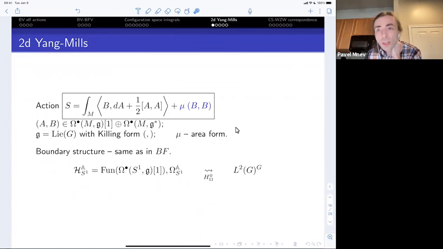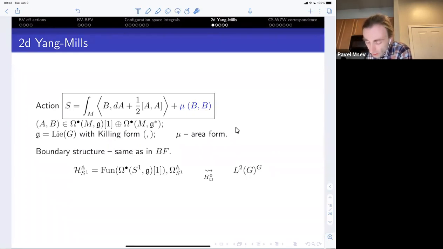And now I wanted to talk about another application of the formalism, and that is to two-dimensional Yang-Mills, which is nearly an AKSZ theory. It's nearly non-abelian BF theory, but perturbed by an additional term which involves a fixed area form on a surface, times the pairing of the B field with itself.